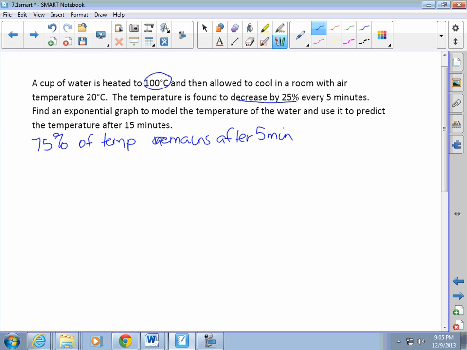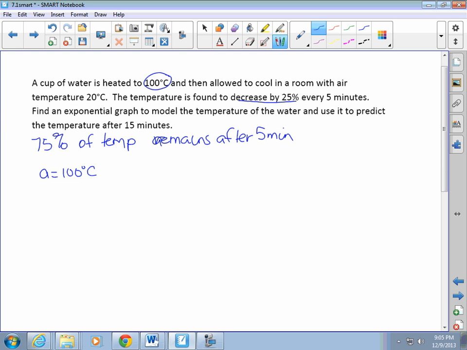My starting is at 100, okay? And my change is happening every 5 minutes, and it's a 75% remaining every 5 minutes. So that stretch value, if you want to think of it that way, or the vertical stretch here is being affected by that 100 degrees. So that is your a. 75% is the amount of change that's happening. It's going to be multiplied by that 0.75 every time.